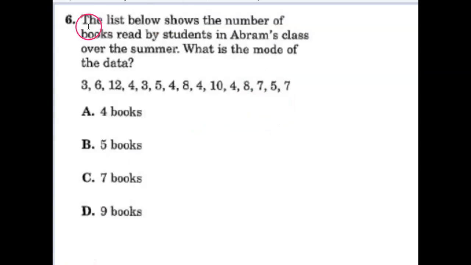All right, 6 says, the list below shows the number of books read by students in Abram's class over the summer. What is the mode, right? I'm going to put a box around that, that's the important word here. Mode of the data. Now think of mode. Remember we learned about mean, median, mode? Mode is the one who has an MO, which stands for most often. So which number shows up the most often? It's hard to do it like this. I mean, I could probably guess what it is. No, maybe not. Oh yeah, I think I see what it is. But it's hard to tell, right? This way. So what you're going to do is put these in order first.